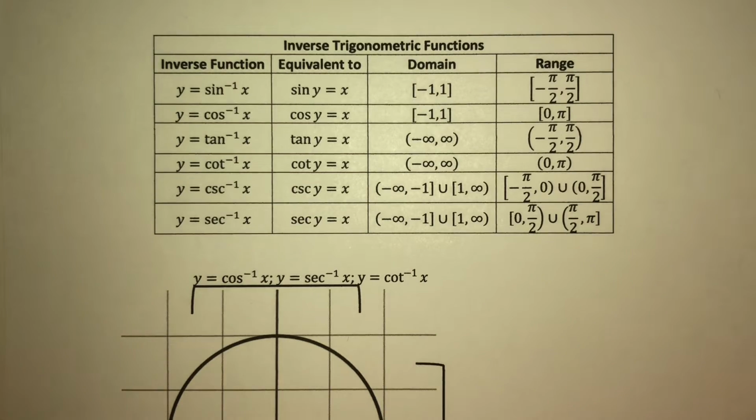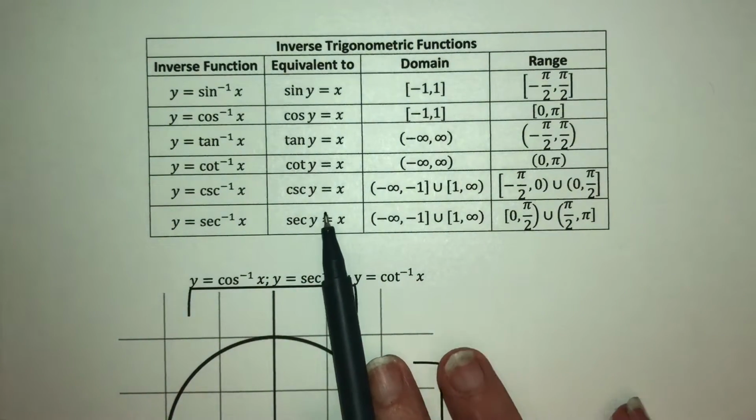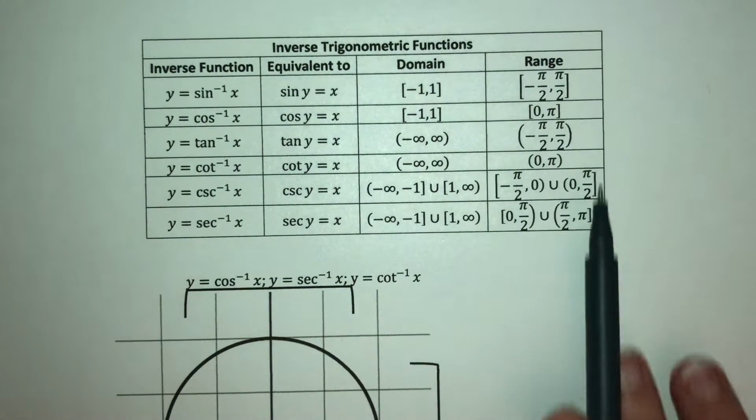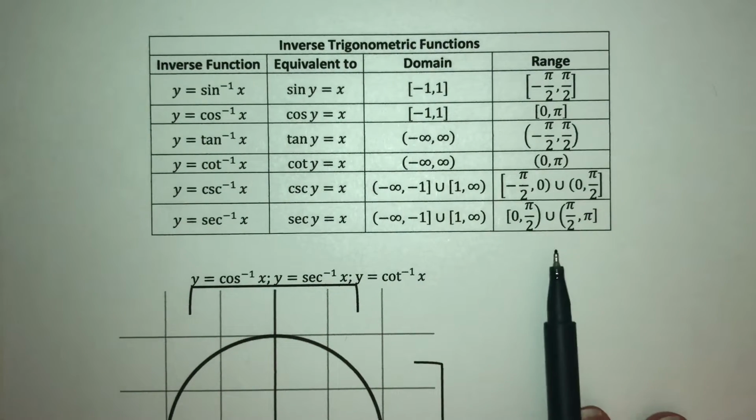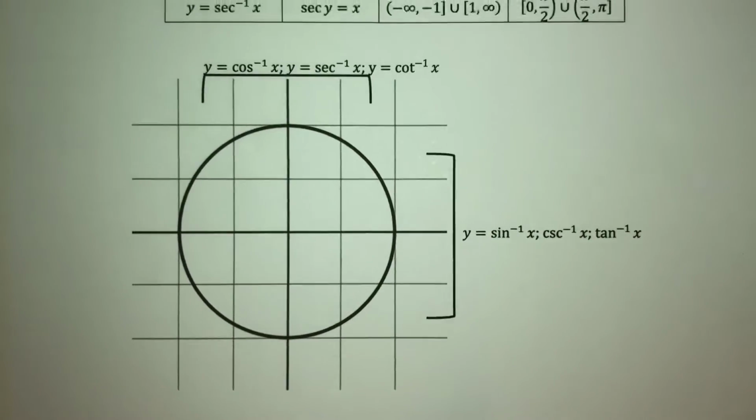This is part 3 of section 4.6. This is just a summary of all of our inverse functions, what each is equivalent to, and then the restrictions on the domain and the range. Basically, I've put it together in a chart that's sort of like this.